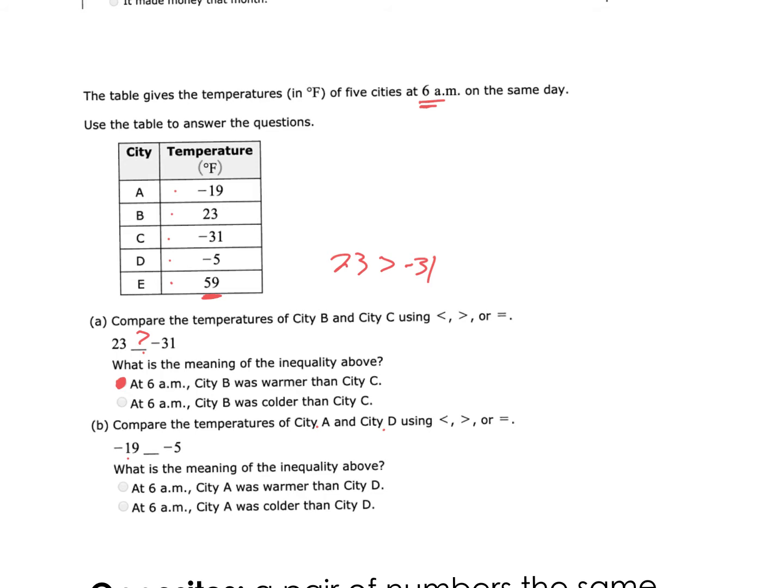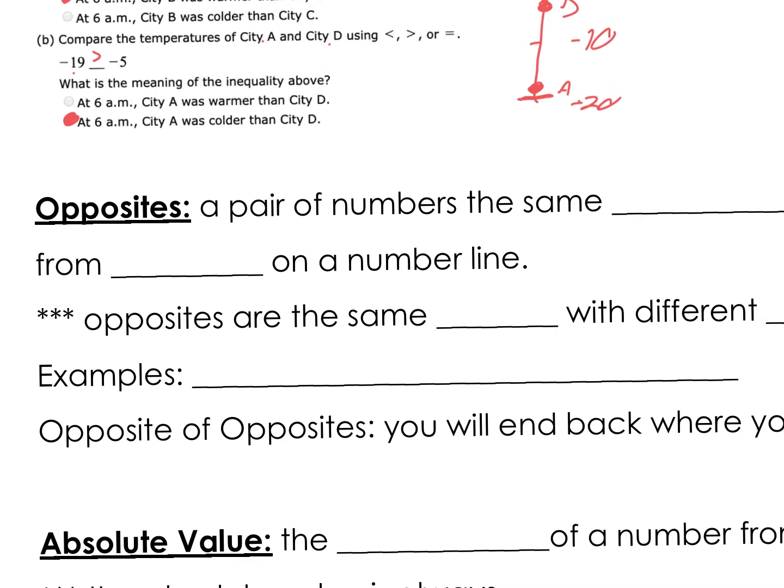City A, negative 19, City D, negative 5. Okay, so if we have 0, and remember, I like to look at number lines vertically. You can do it horizontally if you want, but to me it makes sense looking up and down. So City A is way down here. City D is down here. Cold, but not as cold as where A is. So City A is colder than City D. All right, so that's thinking in terms of negatives and integers.